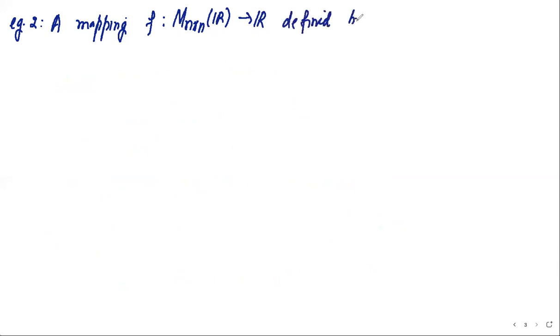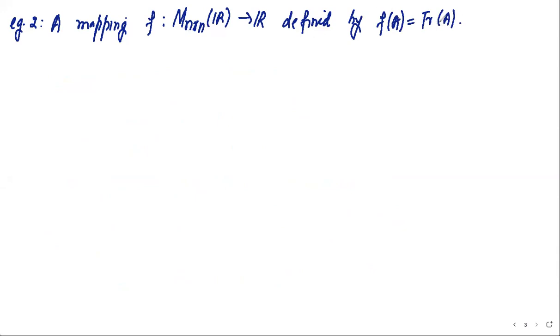So let's have example number 2. Consider a linear transformation, a map f from the set of all n cross n matrices over the real numbers, Mn(R), into R, defined by f of A is equal to trace of A. Then this is a linear functional. So here every matrix is mapped to its trace.